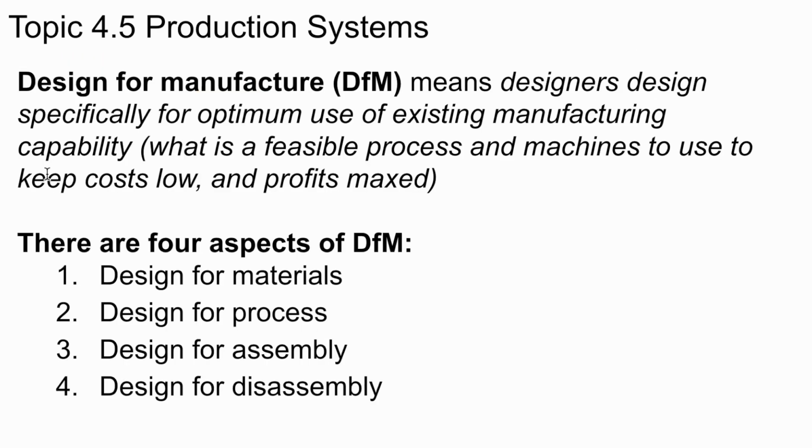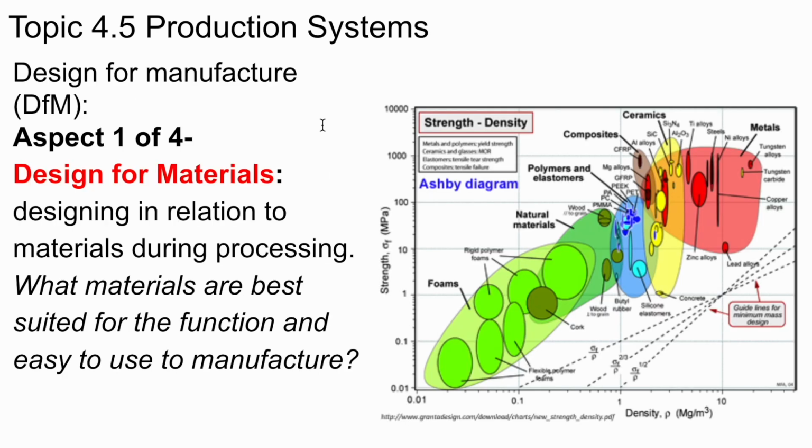When we're talking about design for manufacture, we need to consider four aspects: design for materials, design for process, design for assembly, and design for disassembly. So design for materials is designing in relation to the materials during processing. So what materials are best suited for the function and easy to manufacture. And we use things like these material selection charts in order to help us choose which are the best materials for a particular manufacturing technique.